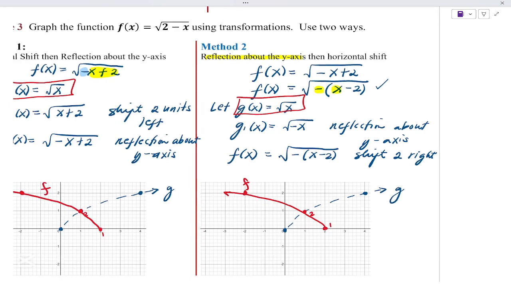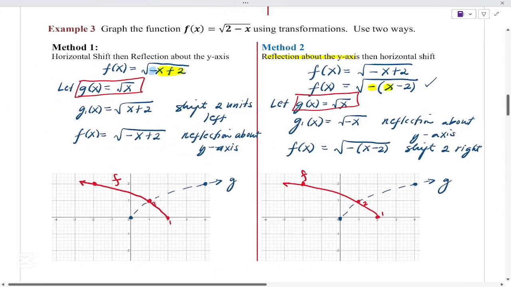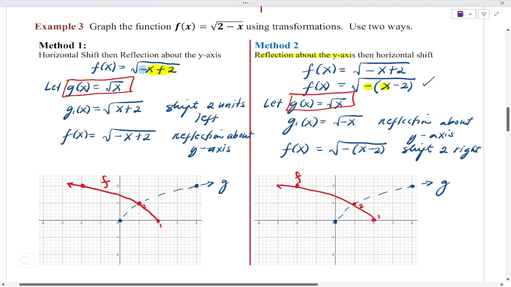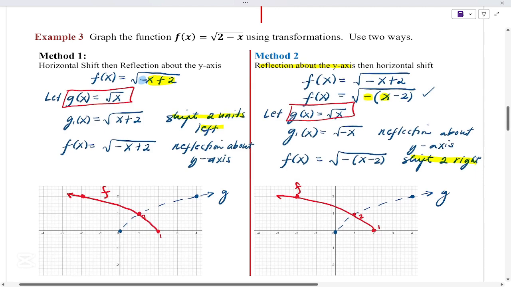Now, if you compare, they have the same graph. And what we did here in method 1, we started first with the horizontal shift before reflection. But in method 2, we start with the reflection and then the horizontal shift. And you will notice the difference also, that when we interchange the transformation, the shifting in method 1 is 2 units to the left, but in method 2, the shifting is 2 units to the right. So this is how you will graph this function.